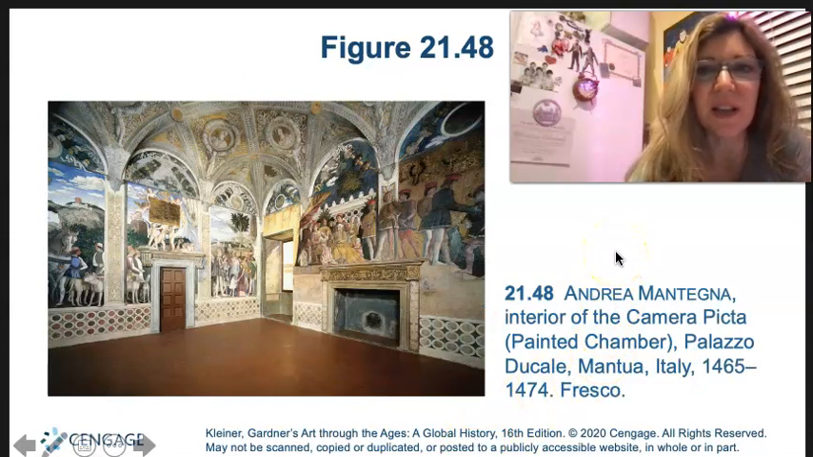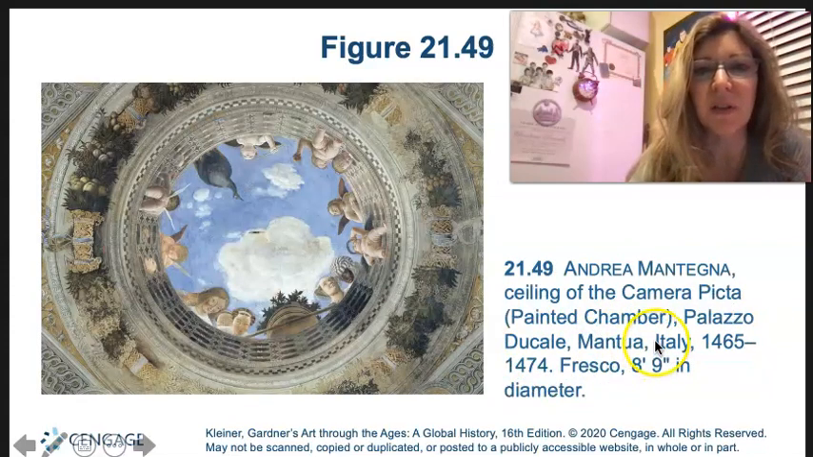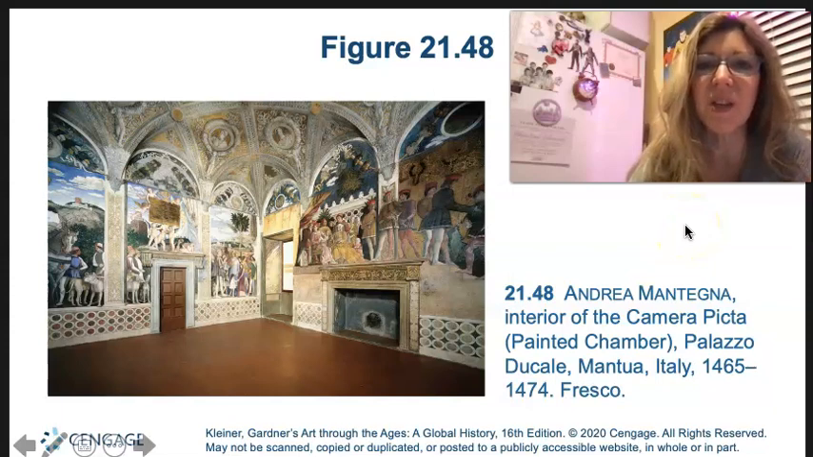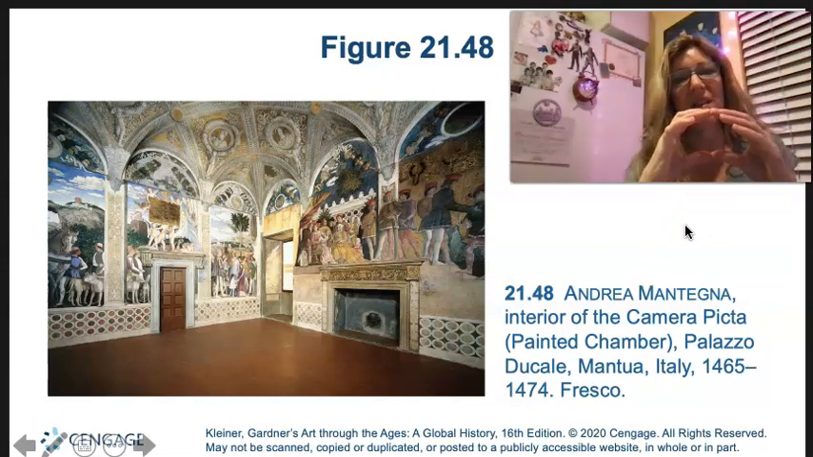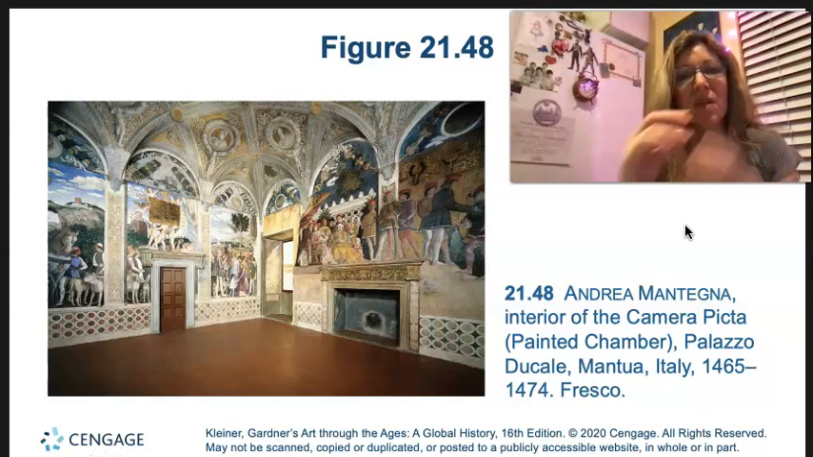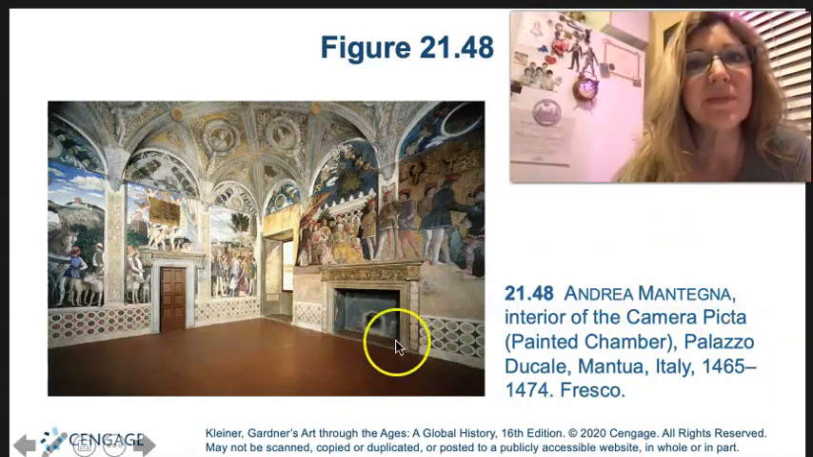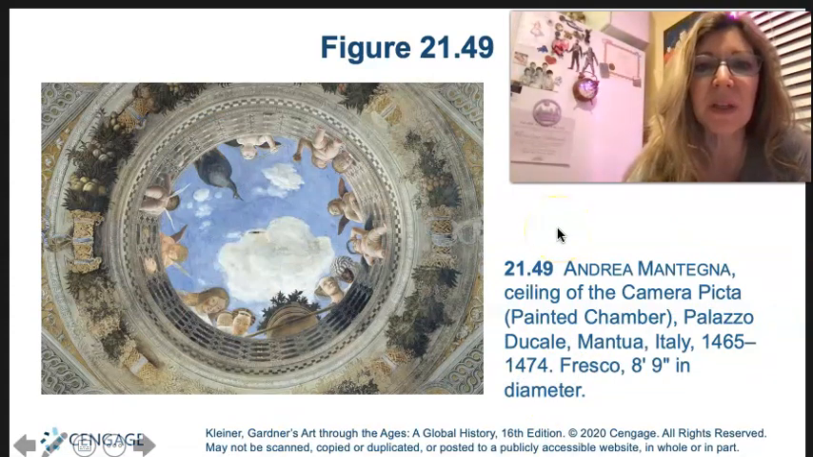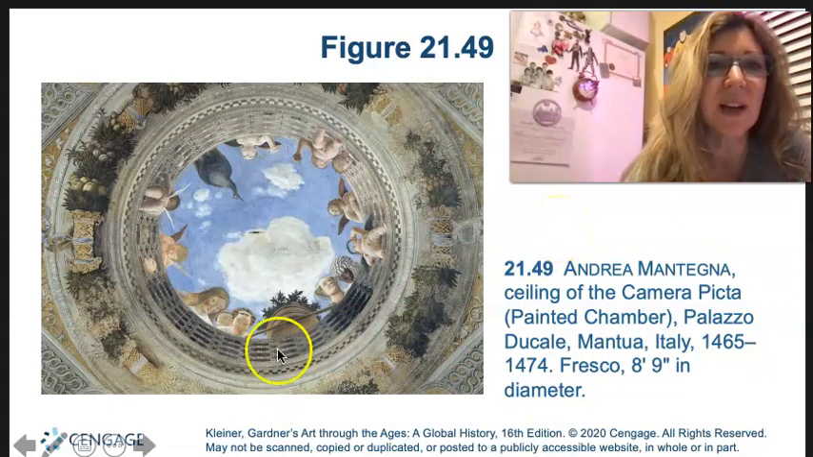And this is Mantegna, one of my favorite artists. Camera Picta. Isn't that funny that that's painted chamber? So I skipped over that too fast. Camera, that word means chamber. So it's like a dark box. It's dark inside, and that's how we can take a picture. Pretty cool. Okay, this is the ceiling of the Camera Picta, the painted chamber.